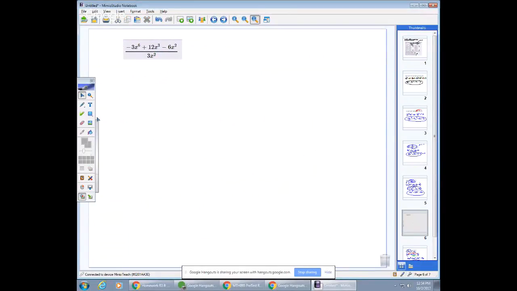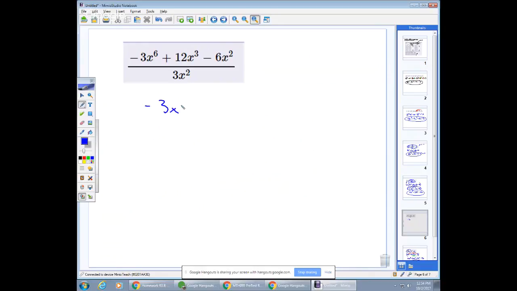Okay, so here, the whole polynomial on the top is being divided. That means each and every term is being divided. Let's pull that up a little more. So I can rewrite that as negative 3x to the 6th over 3x squared, and 12x cubed over 3x squared, minus 6x squared over 3x squared. Then I can start simplifying each of these monomial divisions.